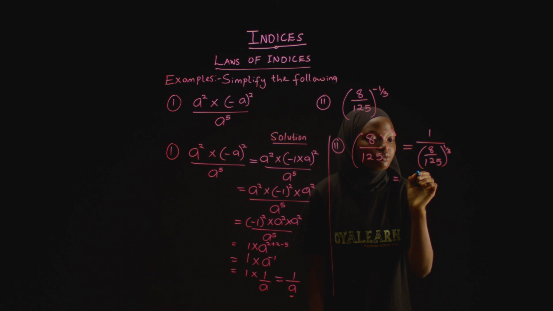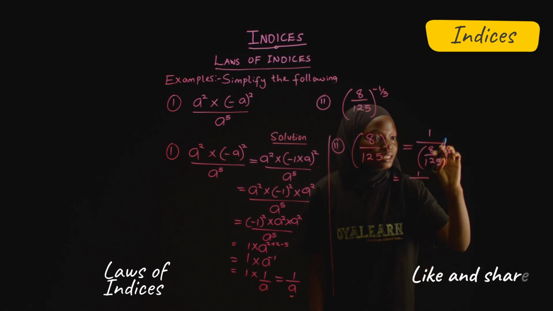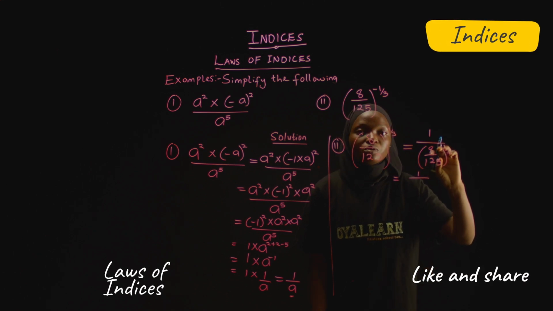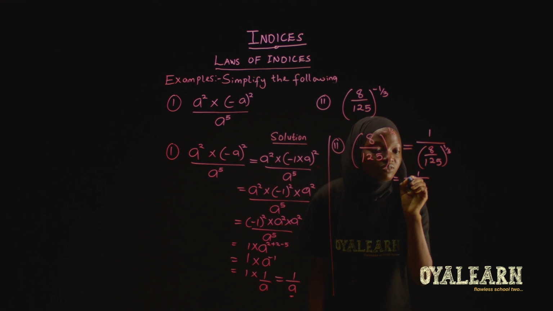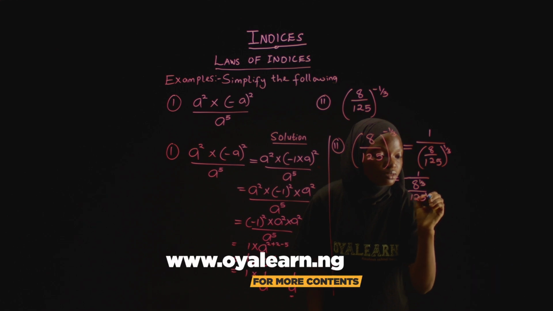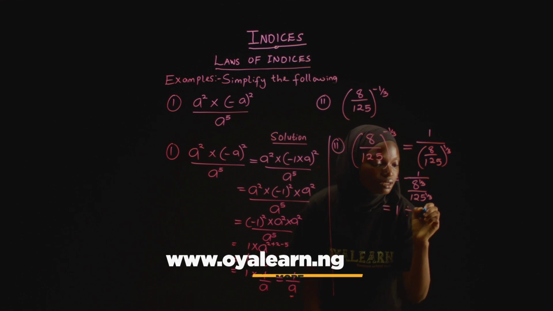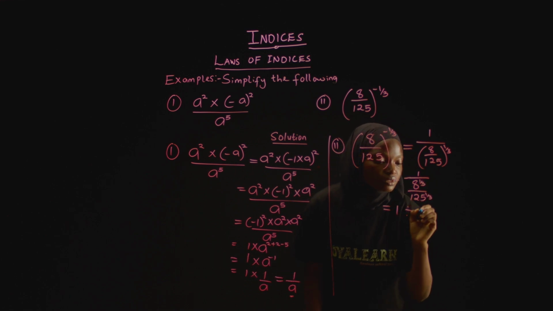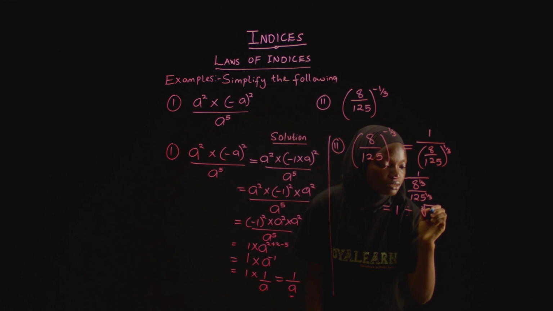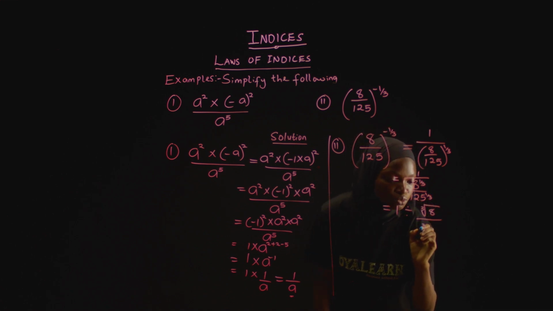And here we have 1 over, since everything inside the bracket is raised to the power of 1 over 3, it can be simplified as 8 raised to the power 1 over 3 over 125 raised to the power 1 over 3. And we can rewrite it as 1 divided by 8 raised to the power 1 over 3, which is the cube root of 8, over 125 raised to the power 1 over 3, which is the cube root of 125.